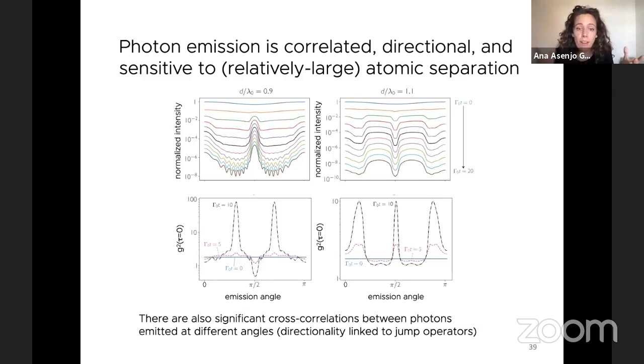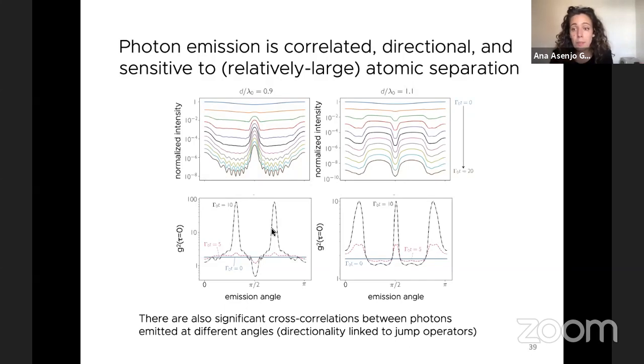So if you now have an array with interatomic separation of 0.9 lambda or 1.1 lambda, you should see significant changes in the emission intensity. And this is precisely what you see. This is the intensity as a function of the emission angle. As the dynamics start occurring, different jump operators are acting at different rates. And because of the directionality, the late stage dynamics, the subradiant state of the dynamics, is very different.